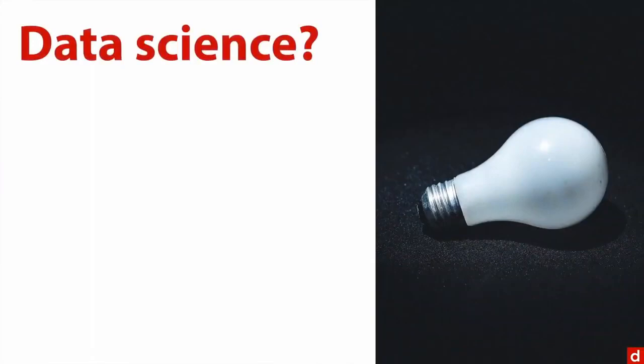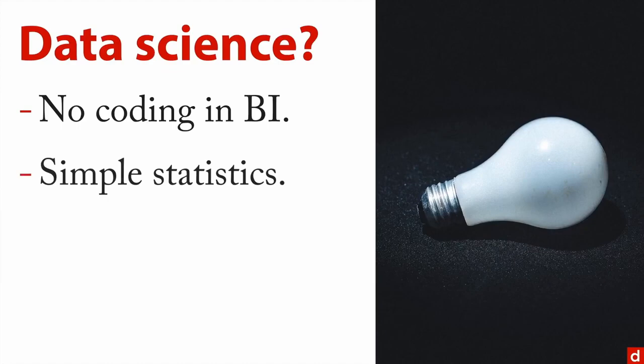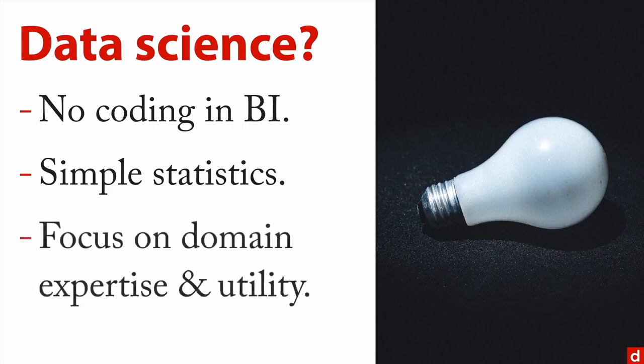Now, data science is involved with this, except really there's no coding in BI. There's using apps that already exist. And the statistics in business intelligence tend to be very simple. They tend to be counts and percentages and ratios. And so it's simple. The light bulb is simple. It just does its one job. There's nothing super sophisticated there. Instead, the focus in business intelligence is on domain expertise and on really useful direct utility. It's simple, it's effective, and it provides insight.